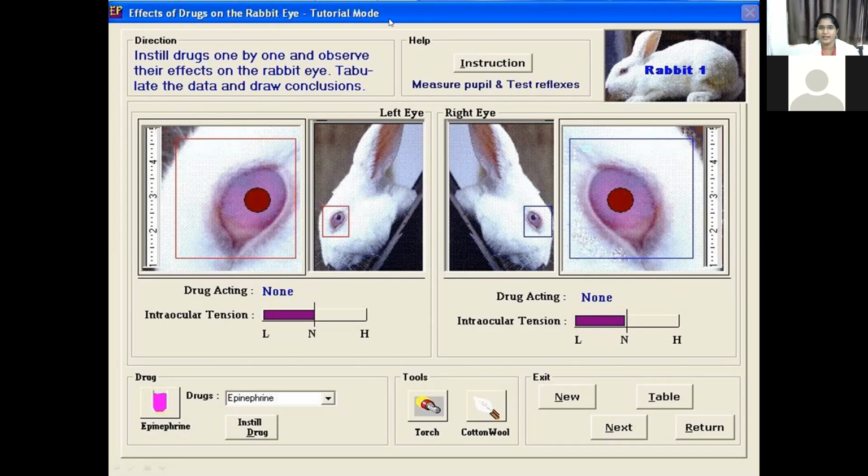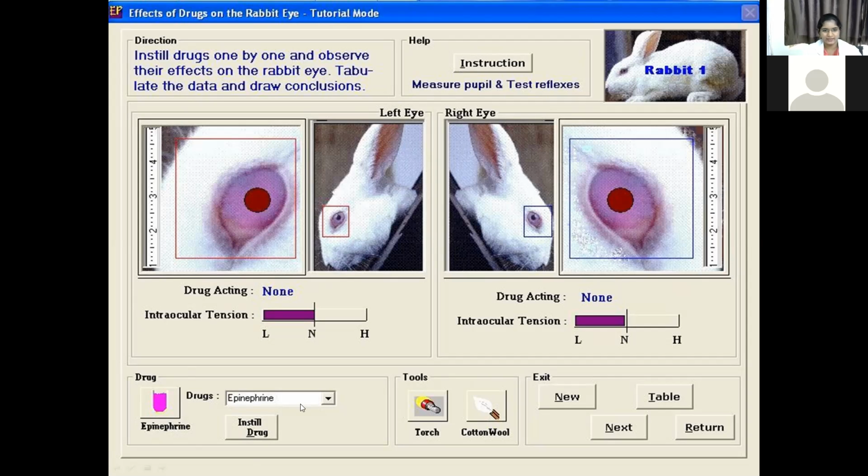Besides that, you can see here instructions. If you click on these instructions, you will get instructions on how to do the practical, and every instruction regarding the practical. Besides that, the rabbit is here. First you have to select rabbit 1, then you will start the practical. Then on the bottom left side you can see drugs are available here.